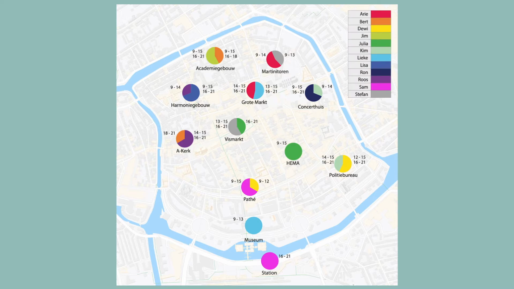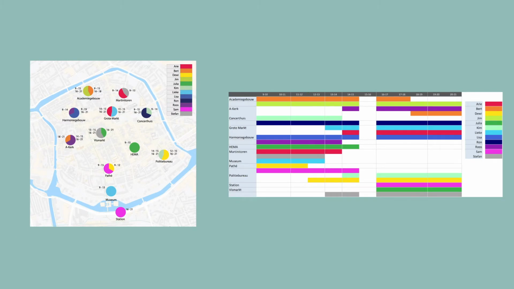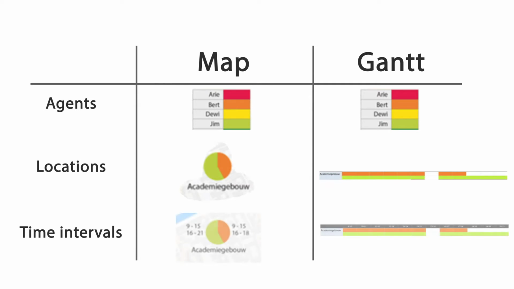For our research, both the basic map and the basic Gantt chart are adapted in such a way that all three components are visually depicted. In the adapted map, time gets a counterintuitive representation. In the adapted Gantt chart, this is true for location.